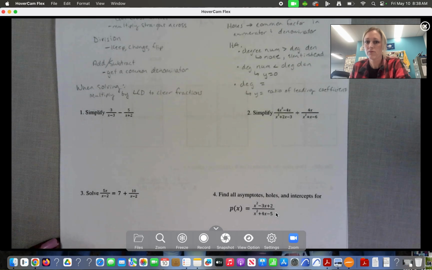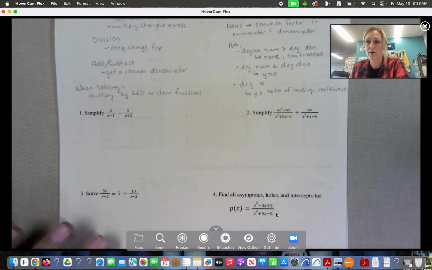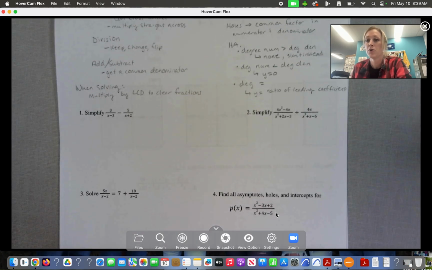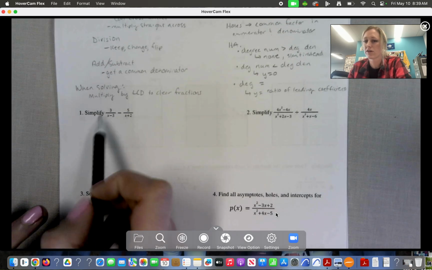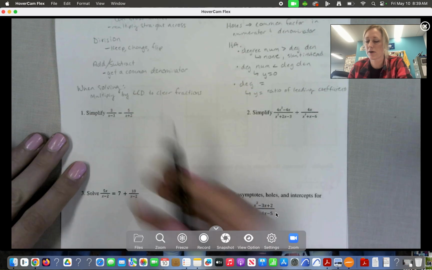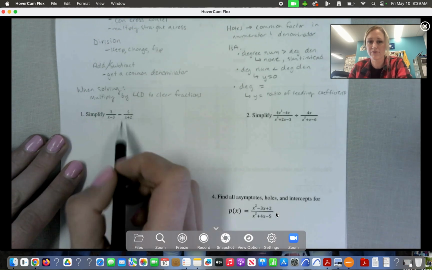Okay, so these first couple examples are going to focus on the simplify and operations. So when I want to simplify, I want to combine to one fraction. We want to factor first if we can. There's nothing more that I can do to factor this one. So in order for me to subtract these, I need a common denominator. If you're unsure what a common denominator could be, just multiply the two you have together.